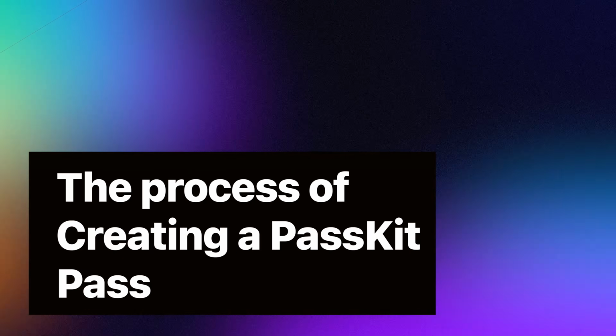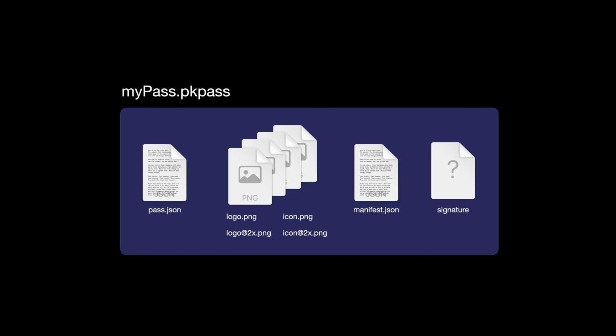The process of creating a PassKit pass. An Apple Wallet pass is essentially a compressed folder with a particular content structure with a .pkpass extension. Its contents are a pass.json file, logos and icon assets, a manifest.json file, and a signature file.